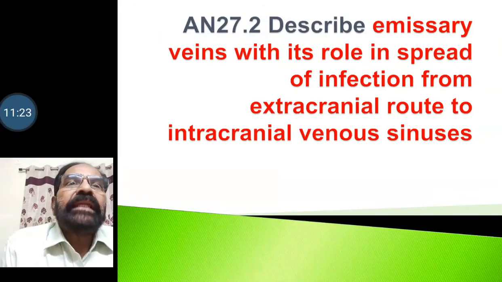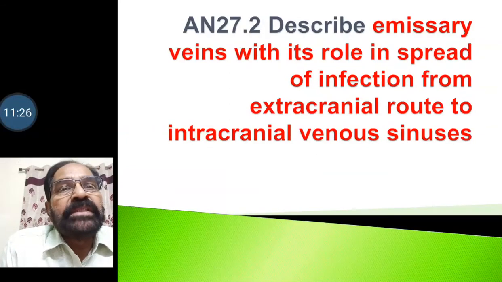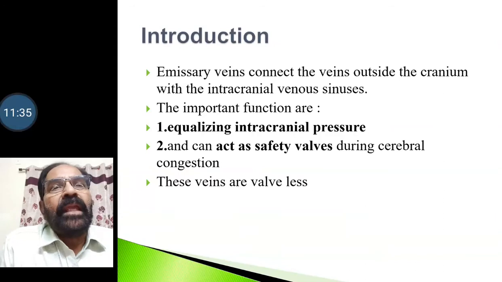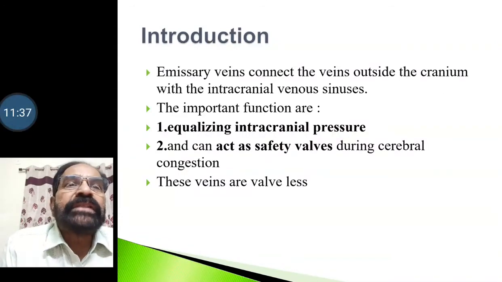Then we go to study another competency, that is emissary veins with the role in the spread of infection from the extracranial route to intracranial venous sinuses. Emissary veins connect veins outside the cranium with the intracranial venous sinuses. The important functions are they help in equalizing intracranial pressure and they act as safety valves during cerebral congestion. And these veins are valveless.